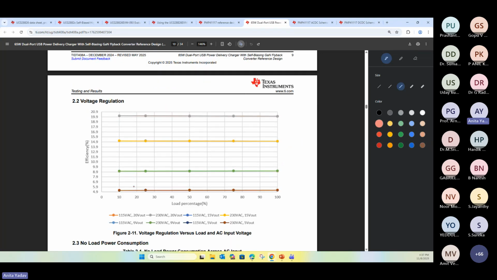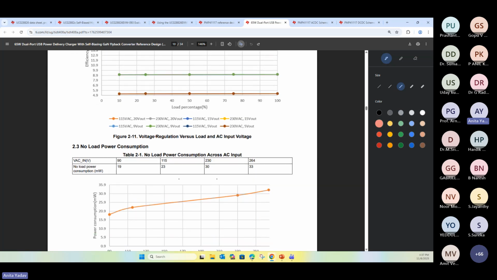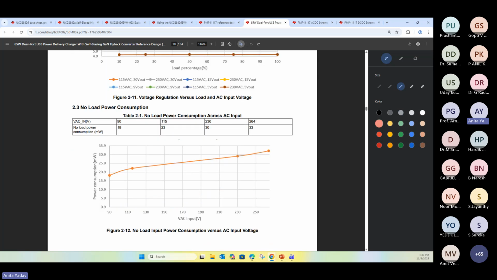So voltage regulation, here we can see 5 volt it's regulating, here 9 volt, 15 volt, 20 volt, and also load percentage. Okay, and different line is given.